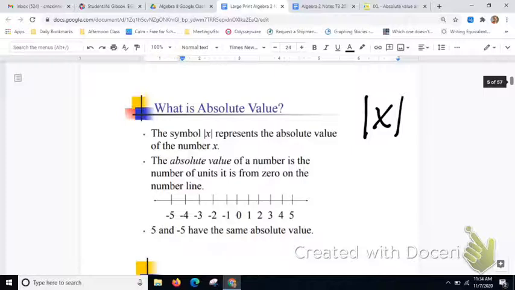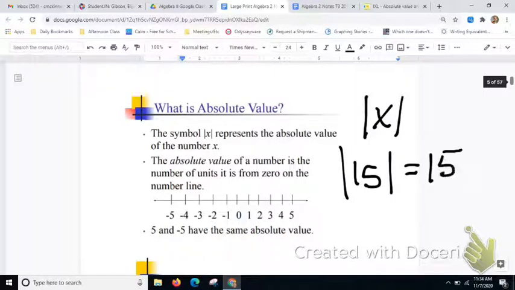Both a negative and positive number have the same absolute value. Both 5 and -5 are 5 spaces away from 0. It's like saying, how far am I from Muncie? I don't care which direction, I'm just asking how far. So if it's a positive number, the absolute value of 15 is just 15. The absolute value of negative 7 is 7.